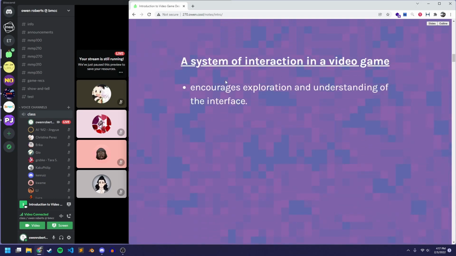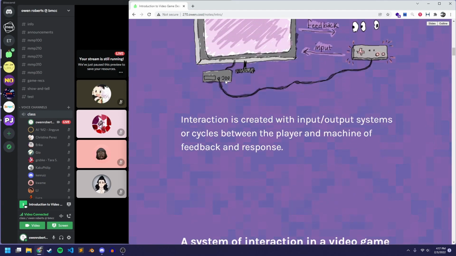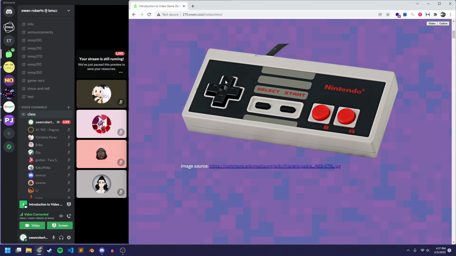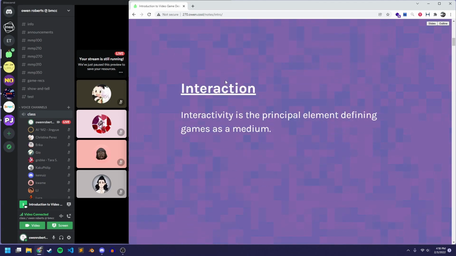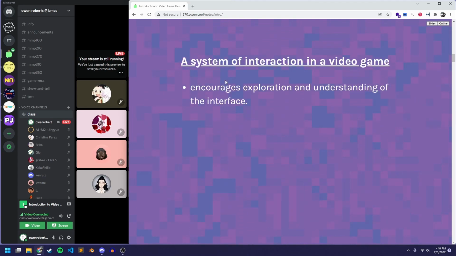When we're talking about a system of interaction in a video game, there are some ideals that we want to try to achieve. The first one of those is exploration. We want our user to explore and understand the interface. As we just looked at with our game controller, this gives us a lot of things to explore within this one really simple format. It shows us that we can move, and it has these big red buttons that say, click these buttons and see what happens. So a game system should encourage exploration and understanding of the interface, the way that we input information into the game.